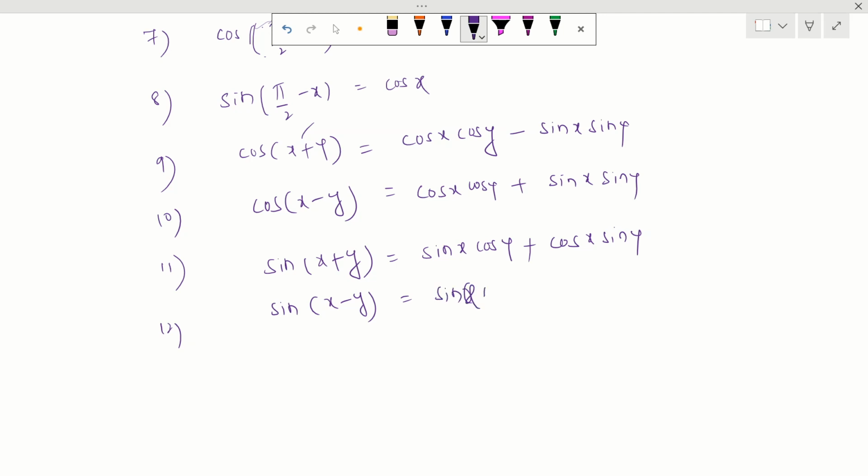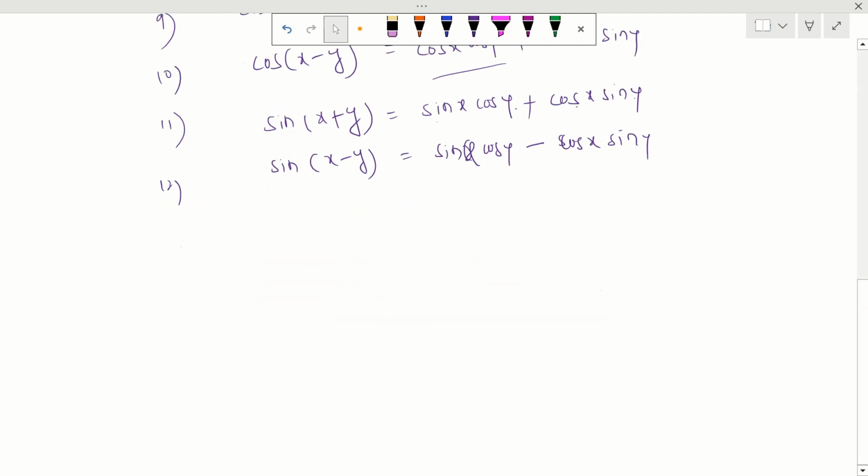Okay, this is sin x cos y minus cos x sin y. In this formula both are the same, but plus and minus will come. Here plus means minus, and minus means plus. This will be reversed. The first two terms are cos, and here it is sin and sin. First is sin and cos, and second is cos and sin. Likewise you have to remember.